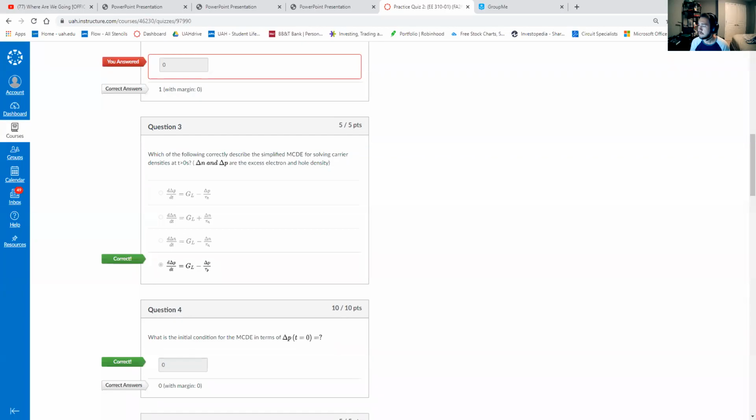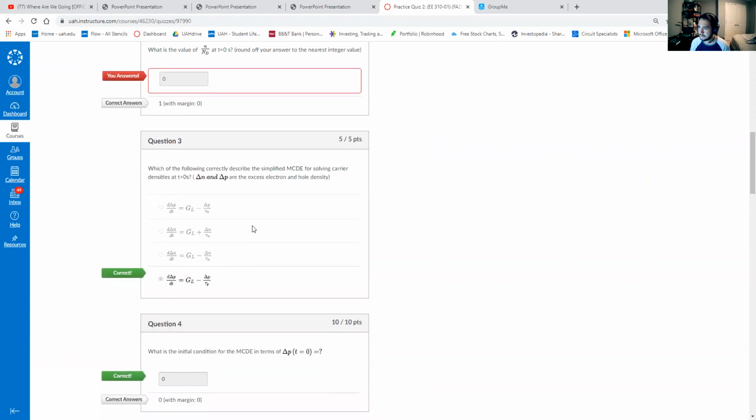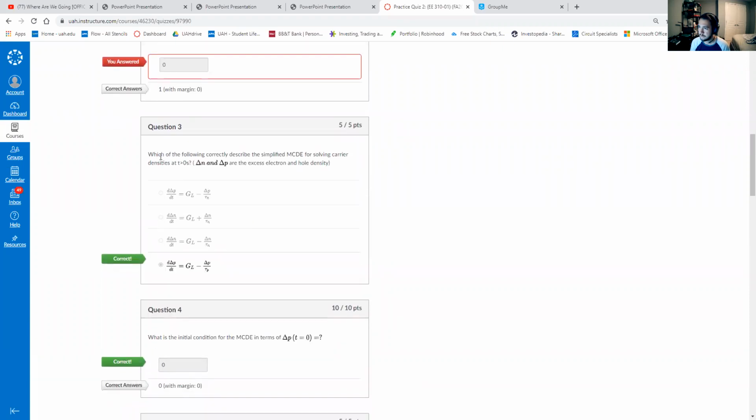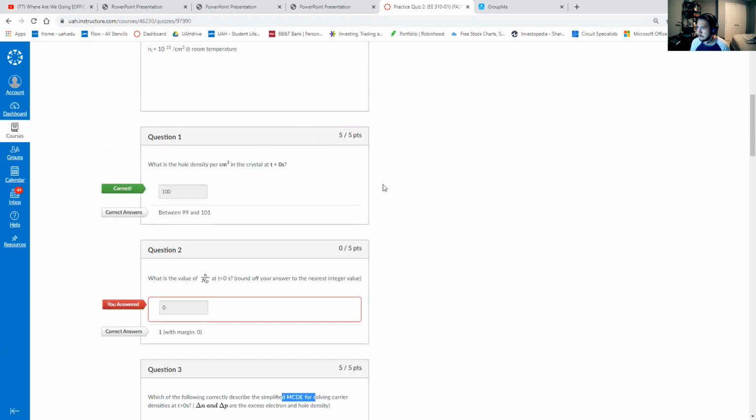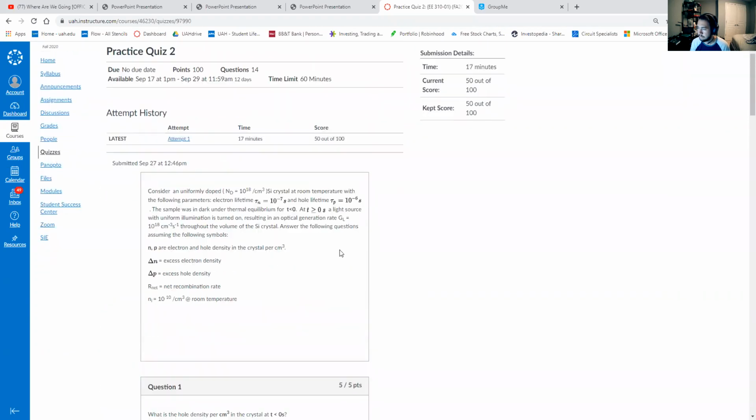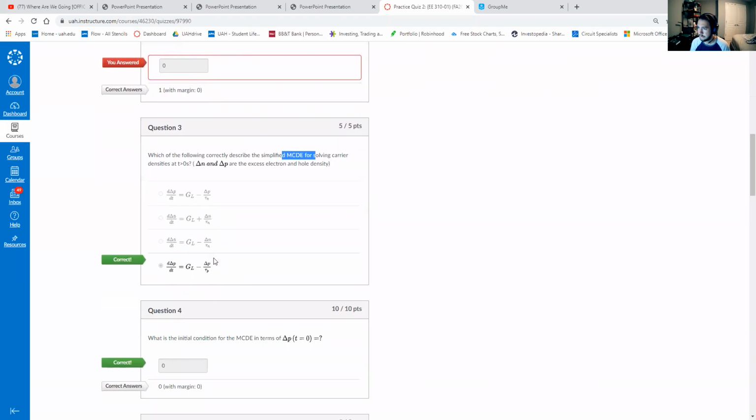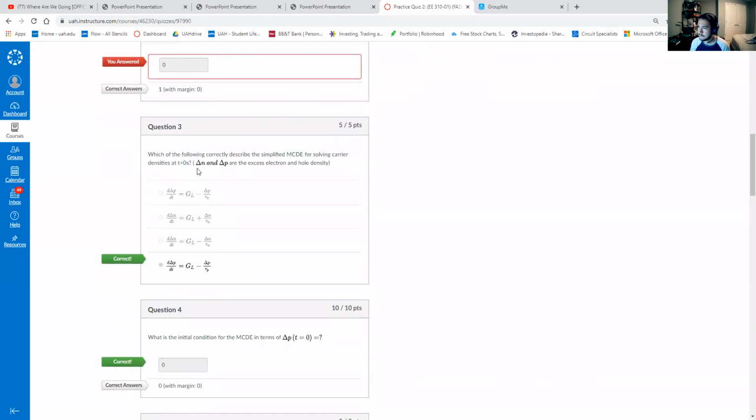Doing this now. And so the fact that I can go back to questions makes it also a lot easier. Yeah. So looking at this, it's like, which of the following correctly describe the simplified MCDE for solving carrier densities, for times greater than or equal to 0 is what it says in the actual problem, but this one just says greater than 0, but that's just how it is.